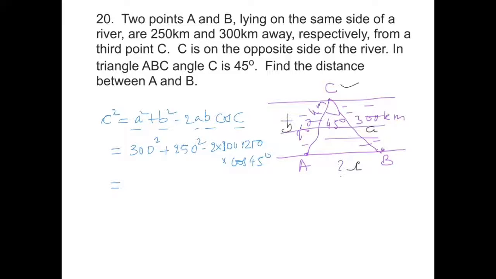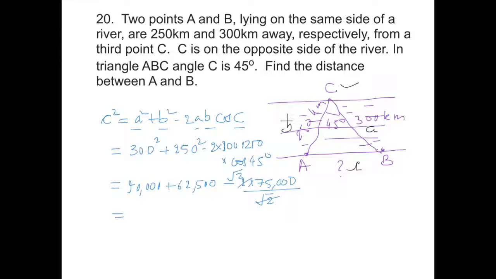and this is equal to 90,000 plus 62,500, that's the square of 250, minus 2 times 75,000 divided by square root of 2, because cos 45 is 1 by under root 2, and 2 divided by square root of 2 is square root of 2.